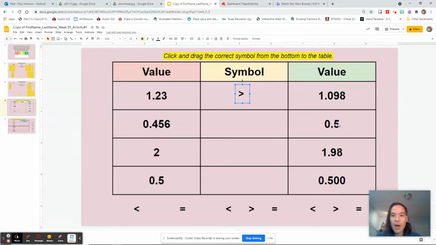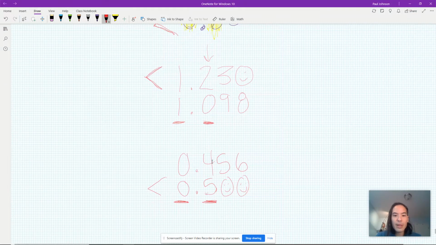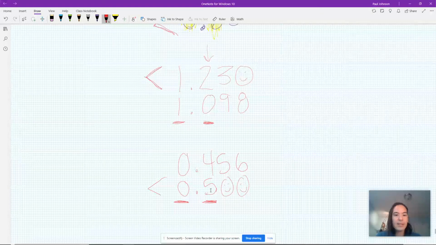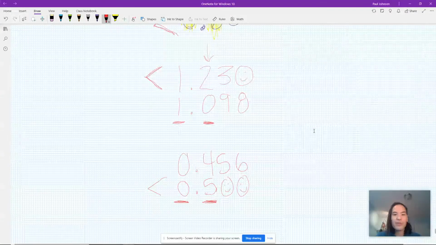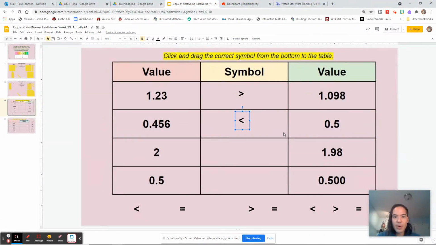So add the faces to save the places because sometimes a number will look bigger because it has more digits. Like in this case, this number had 4 digits, this number had 2 digits, but 4 tenths is less than 5 tenths. So when we add those zeros to save the places, we can see that 500 is bigger than 456. So let's keep going.